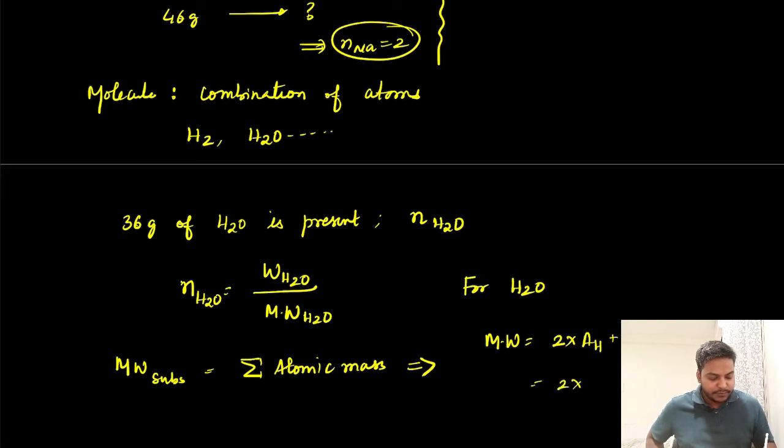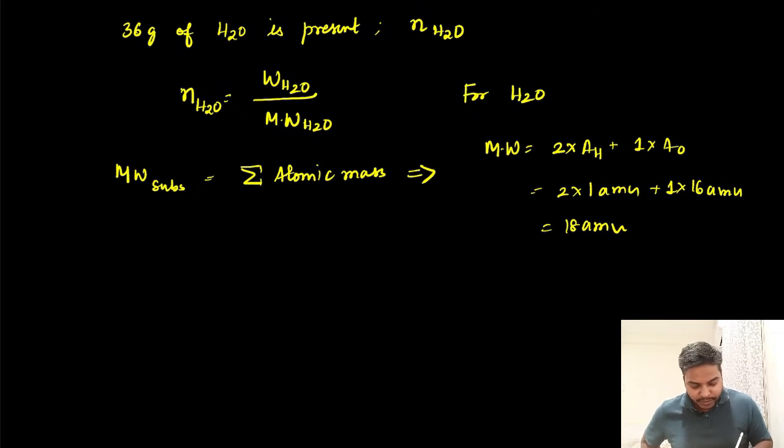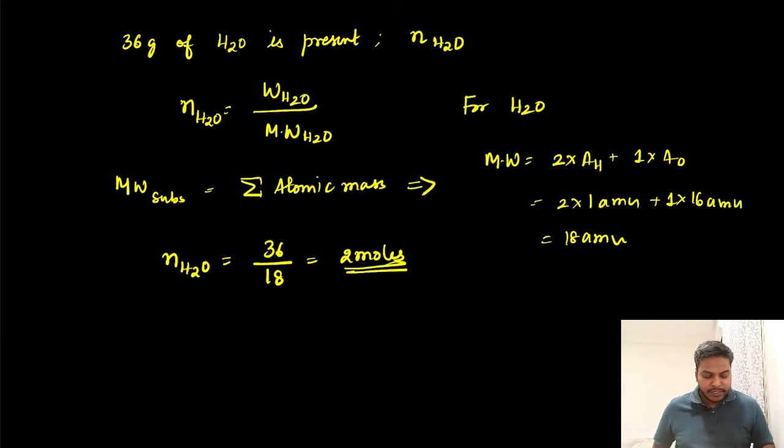So it is 2 into 1 AMU plus 1 into 16 AMU. So which makes it 18 AMU. So 18 AMU is the mass of one H2O molecule. So we know the mass of one H2O molecule. From here I can calculate the number of moles of H2O, which is equal to 36 divided by 18. So it is 36 divided by 18, which means it is 2 moles. So guys, remember this as a formula.